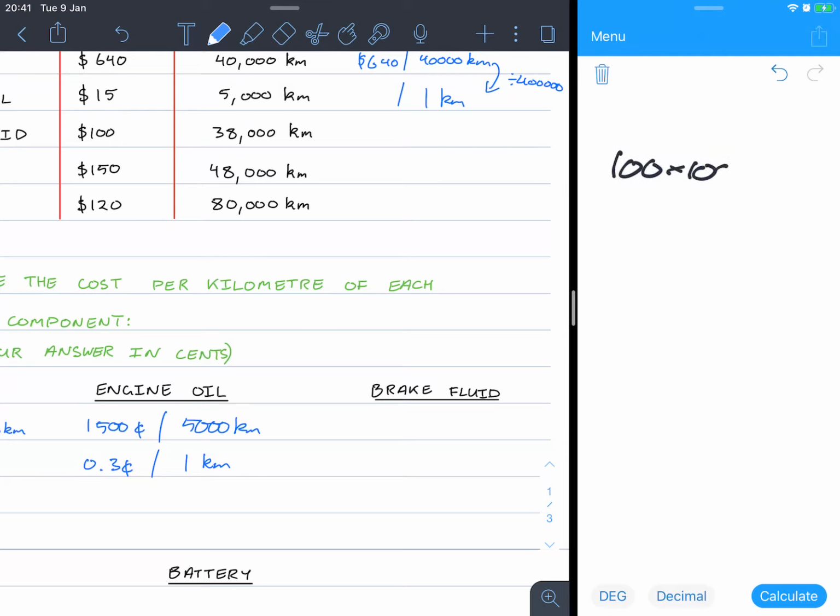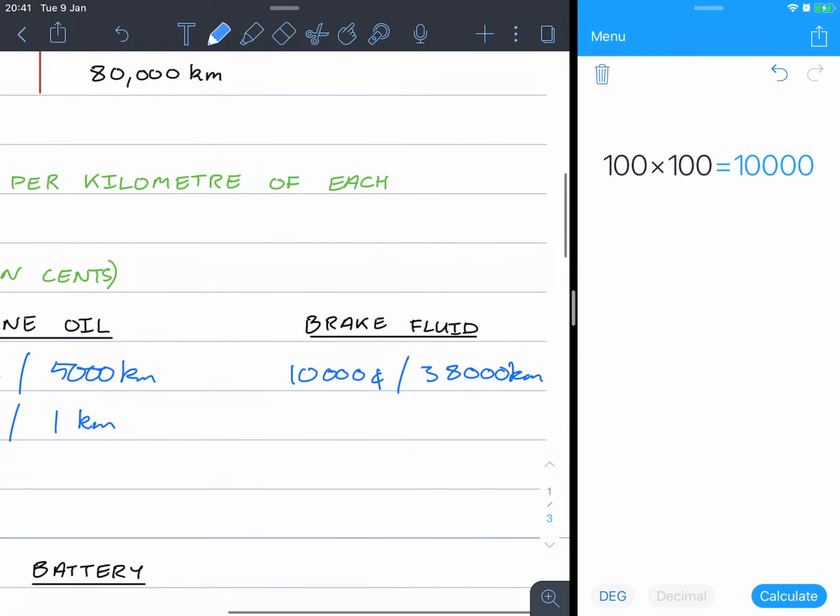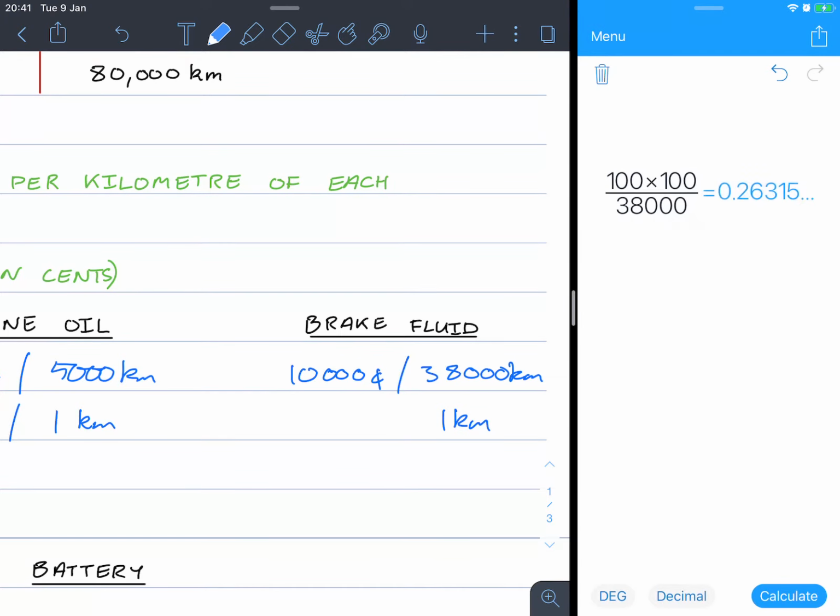The brake fluid is $100. 100 times 100 is going to be 10,000 cents per 38,000 kilometers. And we're going to be dividing by 38,000 to get to 1 kilometer. Let's divide this by 38,000. This will give me 0.26. I'm just going to round it off to 2 decimal places, so 0.26 cents.